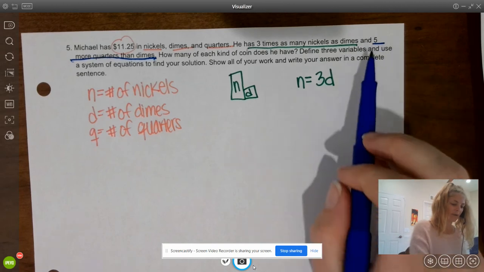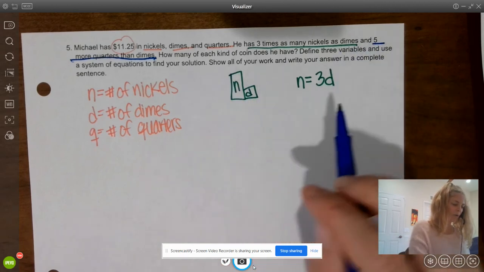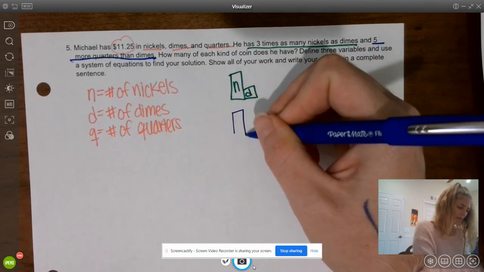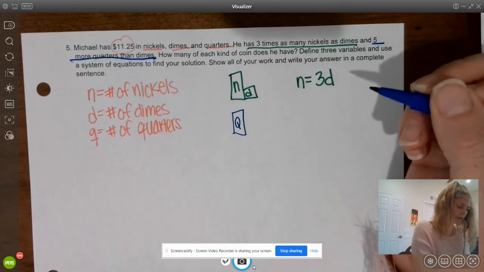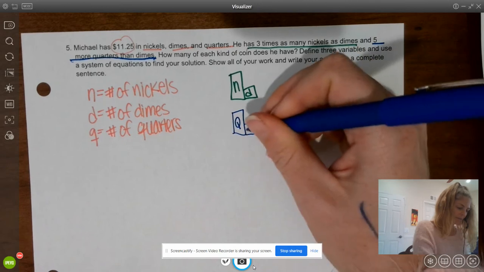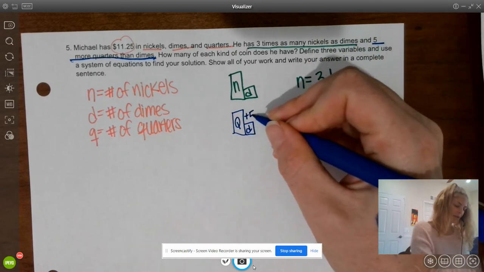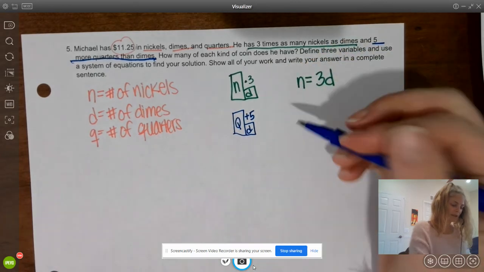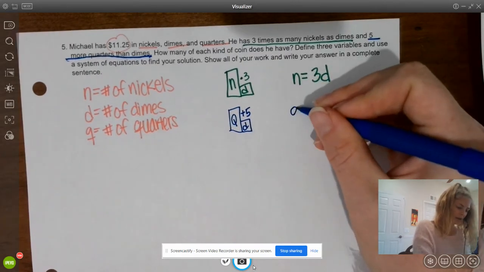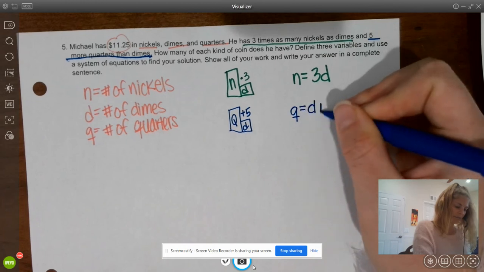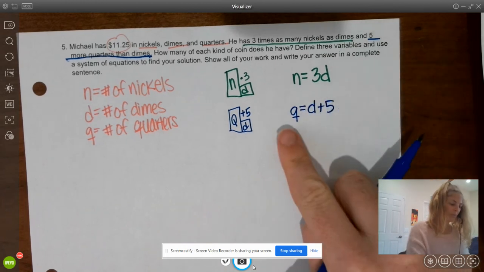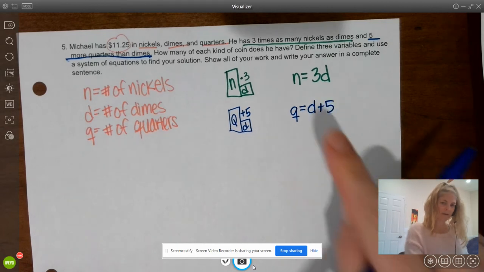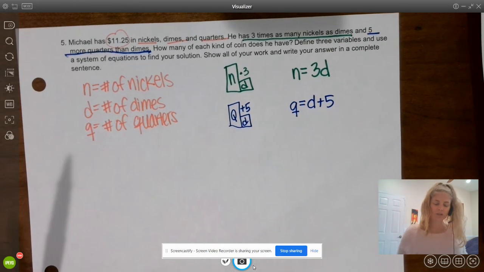The next part of the word problem says 5 more quarters than dimes. So which one does he have more of? He has more quarters than dimes. If I wanted them to be equal to each other, I'd have to add 5 to make them equal. So we know that Q is equal to D plus 5. I have more quarters, so I need to add 5 to the smaller amount. But guys, that's only 2 equations.